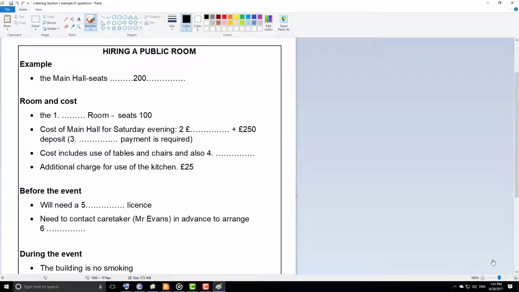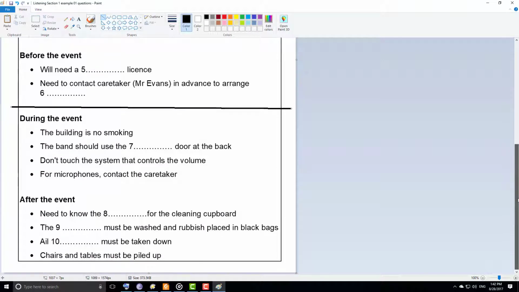Now, sections 1 to 3 are all broken up into 2 parts. And in this case, here in our section 1, you will have some time, about 30 seconds, to look at questions 1 to 6. And then you'll have another 30 seconds to look at your question sheet before you need to answer questions 7 to 10.